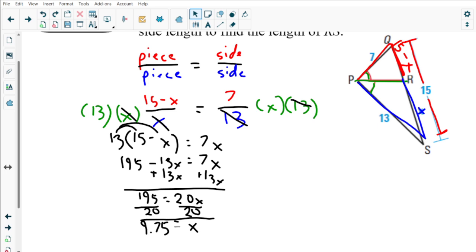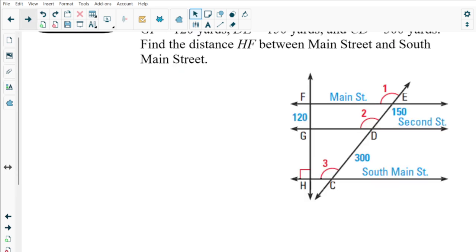So again, big things to point out. This is our new one of piece over piece equaling side over side. And then remember that when we wrote this red piece, we got that from taking the whole thing, subtracting away the part that we didn't want, which was my blue piece, and that left me with my red piece. So now we'll do a couple more. I'm going to go a little faster on these ones.